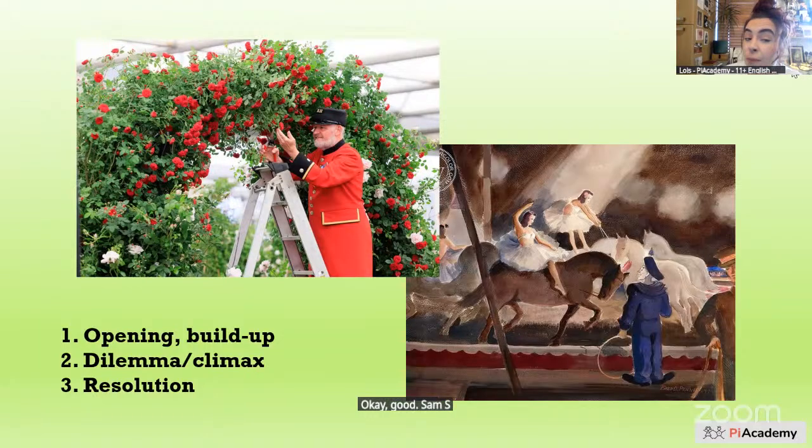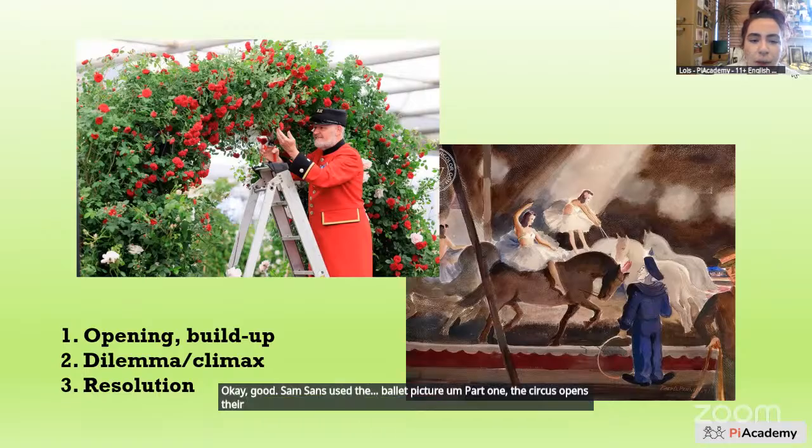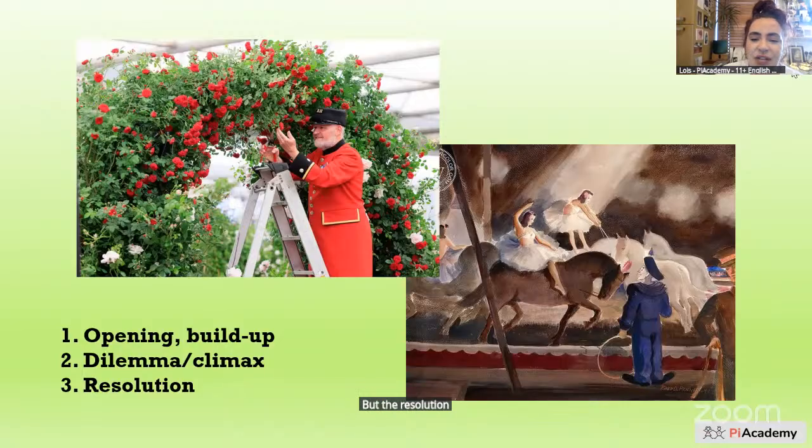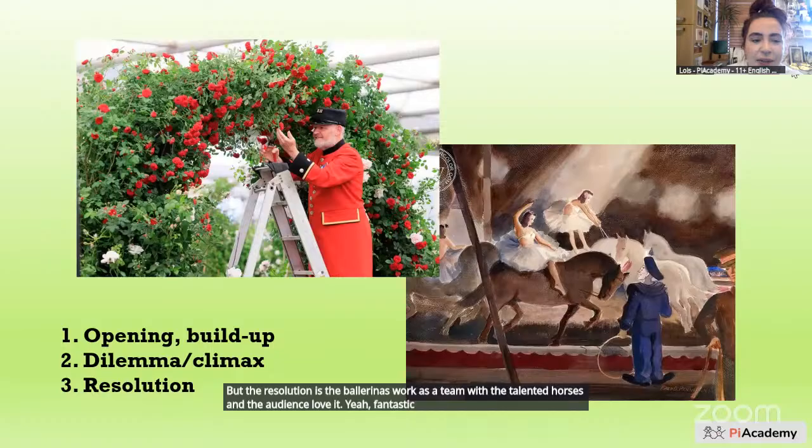Sands used the ballet picture. Part one, the circus opens their first show. Part two, the ladies gather together and work as a team when the clown releases the horses for the next show. But the resolution is the ballerinas work as a team with the talented horses and the audience love it. Yeah, fantastic. That's really nice.